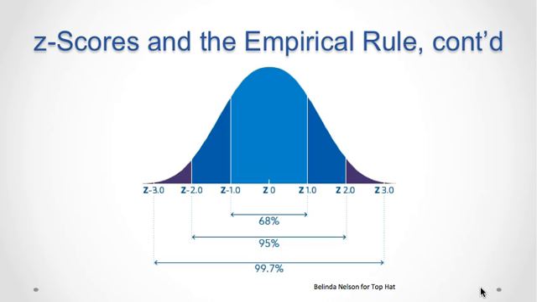This concludes our discussion for Chapter 3. The next chapter, Chapter 4, introduces the concept of probability and how it relates to z-scores.